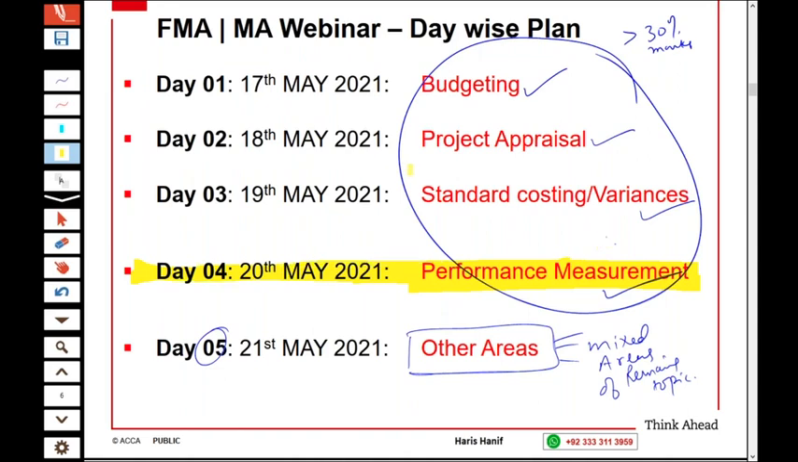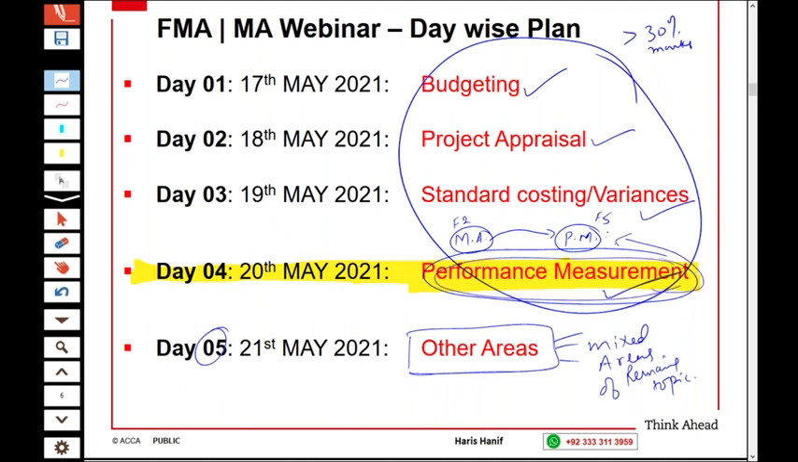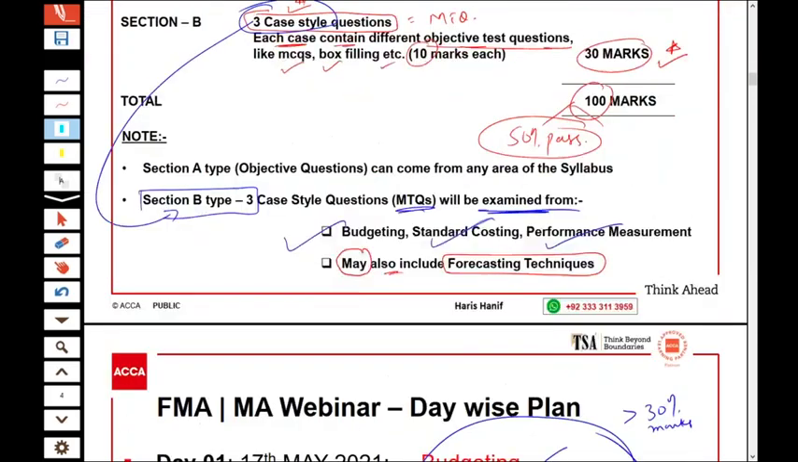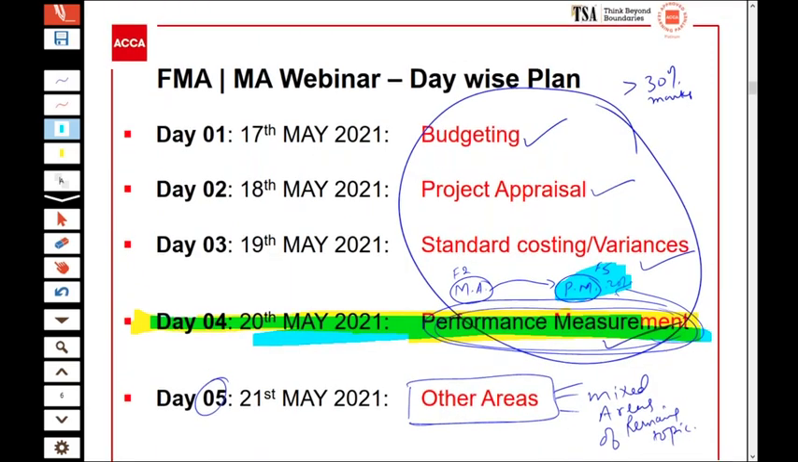One thing is very important to mention here. You are currently studying paper MA, Management Accounting, F2. Then you will be moving to paper PM, Performance Management, that is F5. This section will act as a core area and at least 20% in F5 from the examining perspective. This is basically the backbone of the management studies, as I also teach paper PM, AA, AAA, and MA. This particular area, performance measurement, is always a core area in the costing and management accounting subjects.